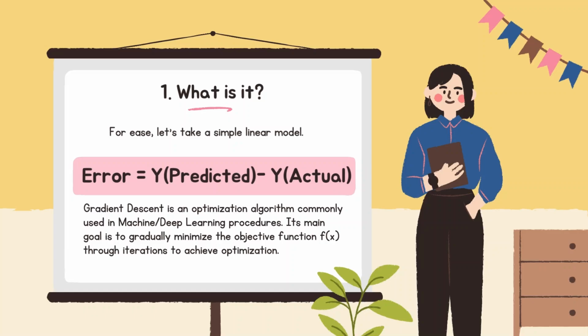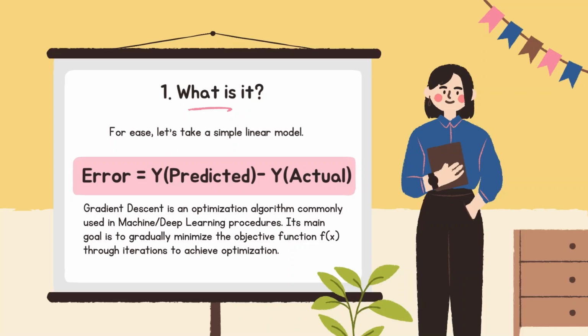Okay, so the error or loss function is calculated as y predicted minus y actual. What is y predicted? Output. Predicted output minus actual output. So gradient descent is an optimization algorithm that will gradually minimize. The goal of an optimization algorithm is to minimize the objective function, loss function, error function. All these three terms are synonymous.